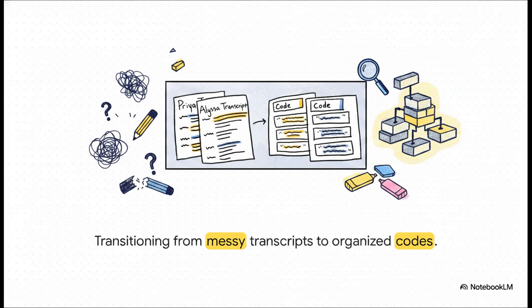Then in step 2, you transition from those messy transcripts into organized codes. Whether you're using highlighters on paper or dedicated qualitative software, you systematically break down the text into its distinct component parts. You're basically tagging specific sentences or paragraphs with a short descriptive phrase that captures exactly what is happening in that moment. These codes, these are your bricks.